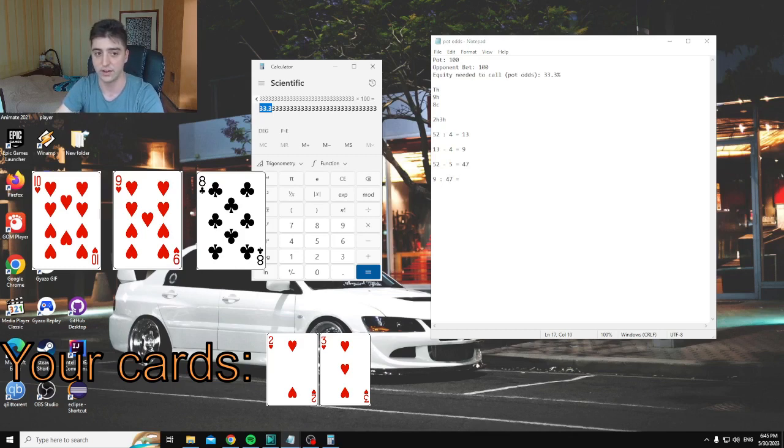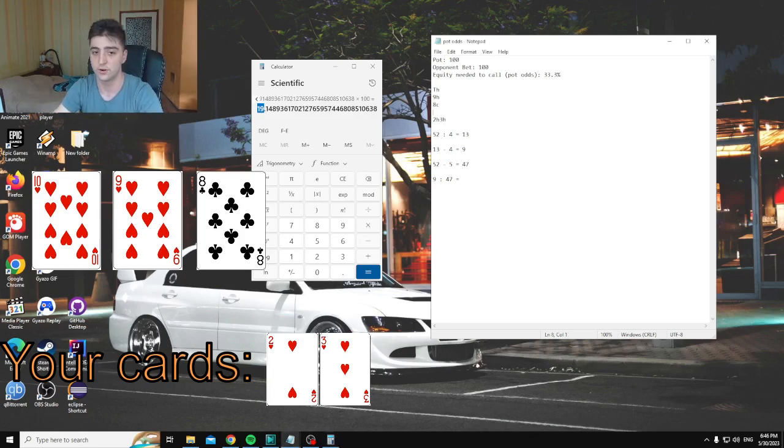How much is 9 divided by 47? Well, 9 divided by 47 is 0.19. So 19% chance of hitting a heart. But that is only if you draw one more card. So you have a chance to hit this card on the turn and then you have a chance to hit this card on the river.